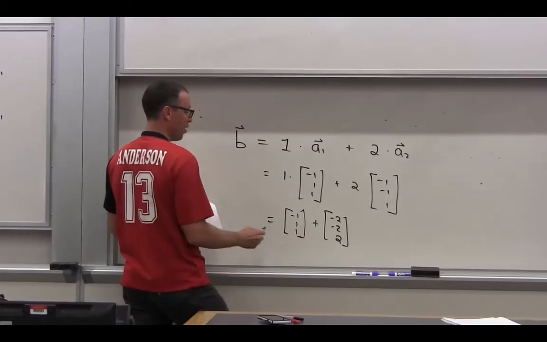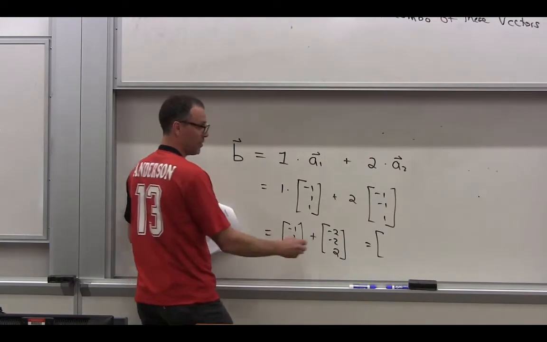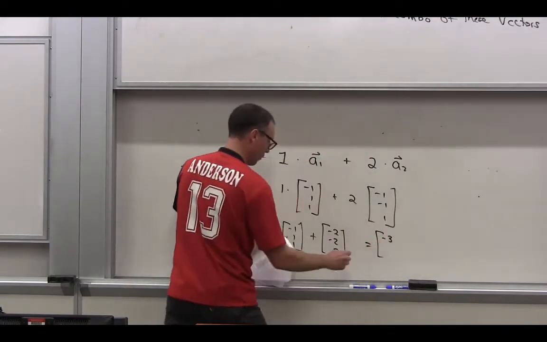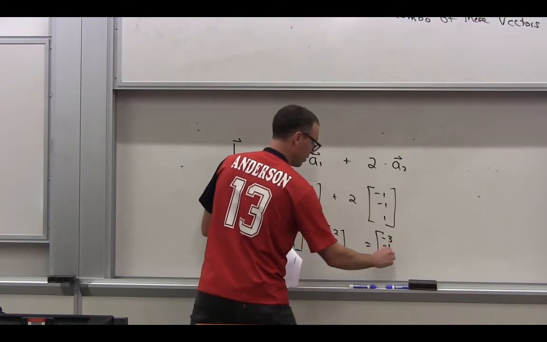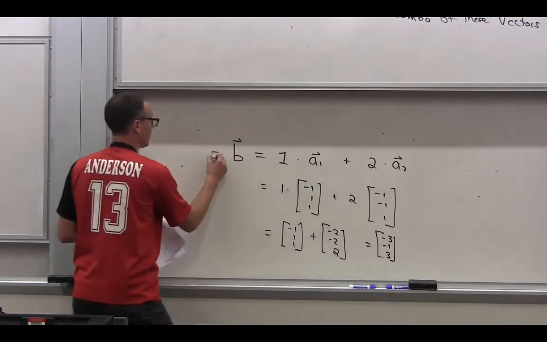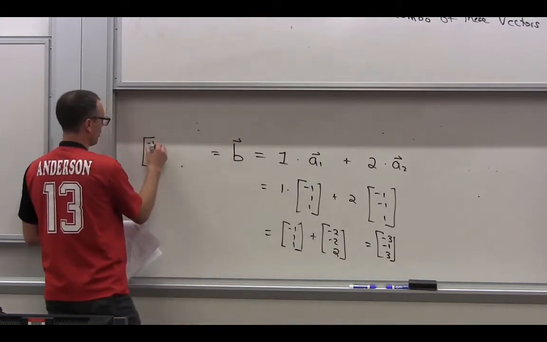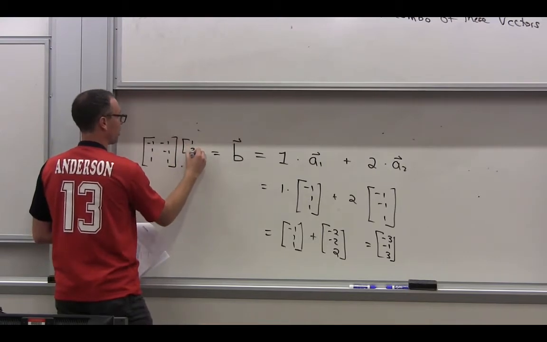Okay, so what is B now? B must be negative 3, negative 1, 3. Can I tell you something? You just solved a matrix vector multiplication problem. The matrix would be negative 1, negative 1, 1, and the vector would be 1, comma 2.